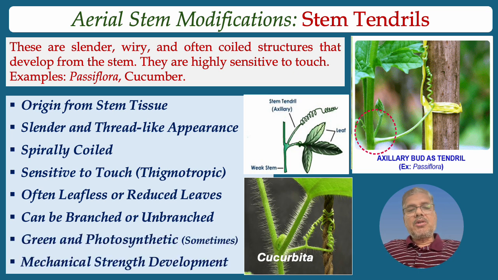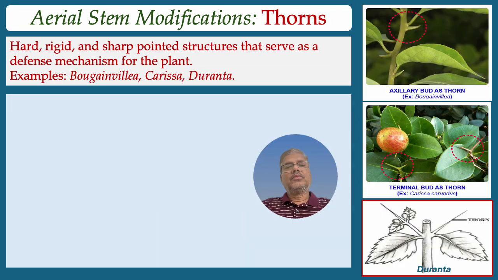Many stem tendrils are green and contain chlorophyll, meaning they can perform photosynthesis, contributing to the plant's food production even if it is a secondary function. After coiling around the support, the tendril often develops stronger mechanical tissue, that is sclerenchyma, to provide a robust and lasting support for the climbing plant's increasing weight.